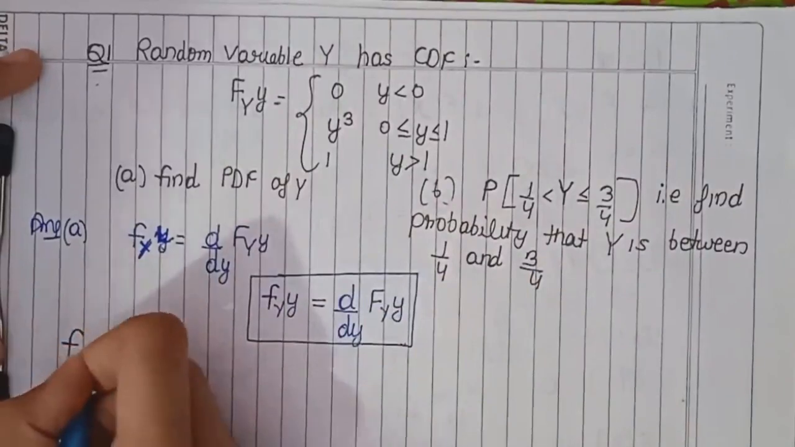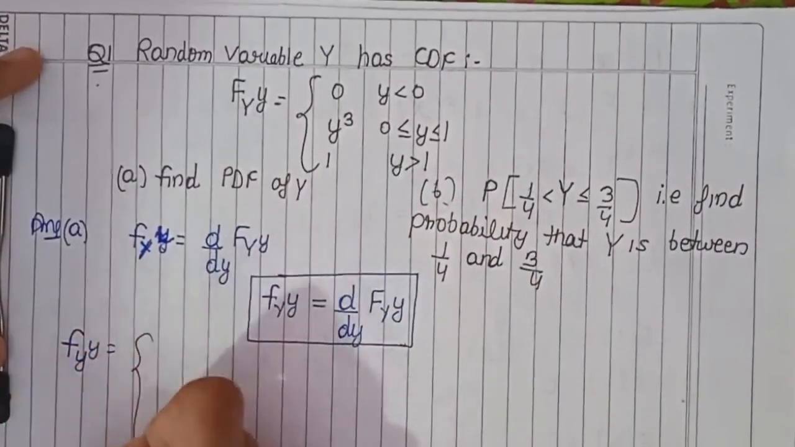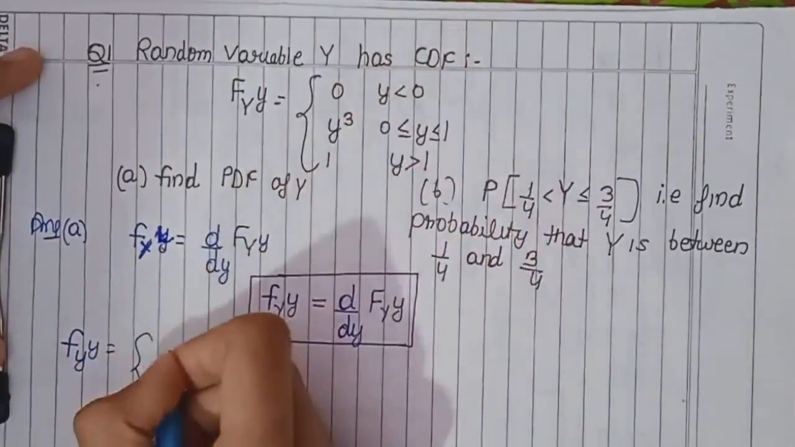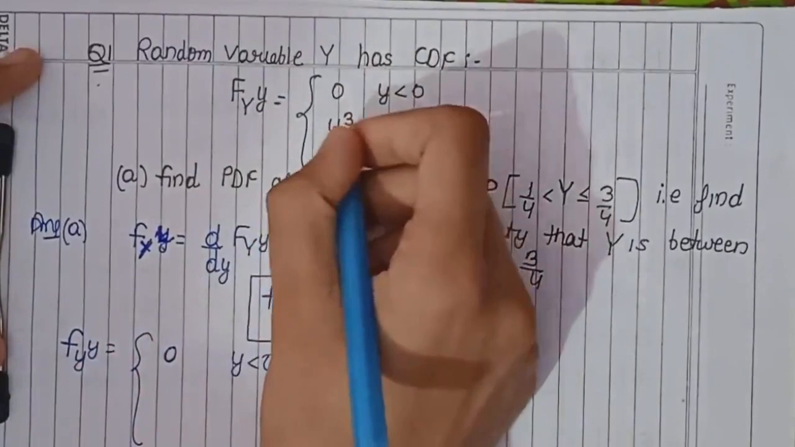Now the CDF is equal to... Derivative of 0 will be 0. Derivative of y cube will be 3y square.